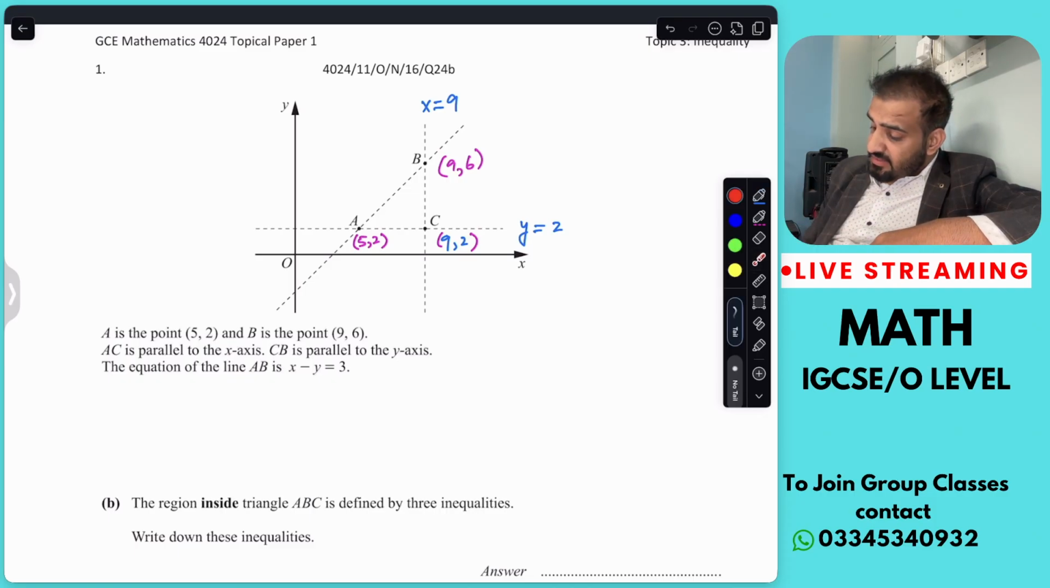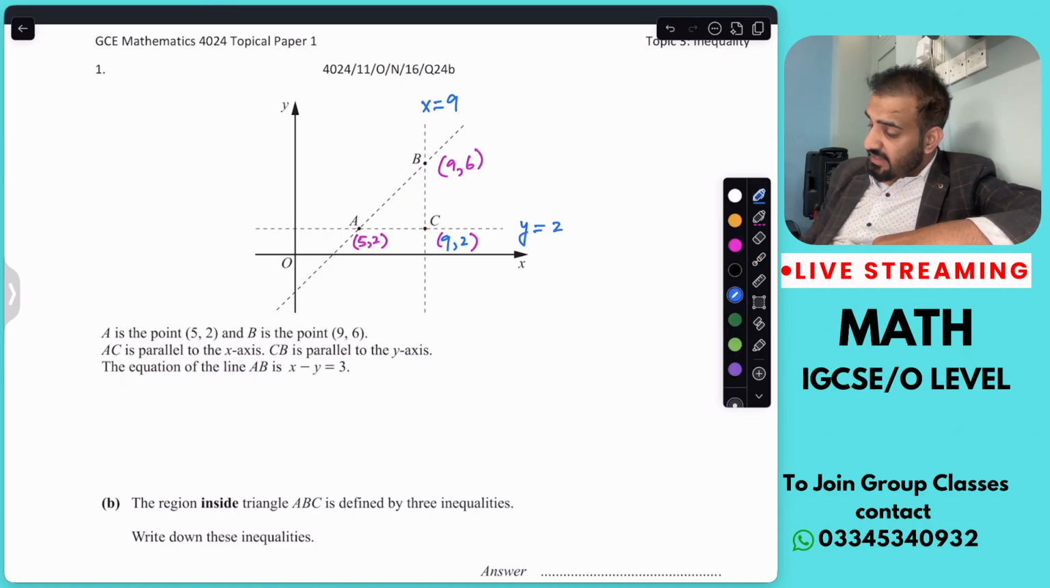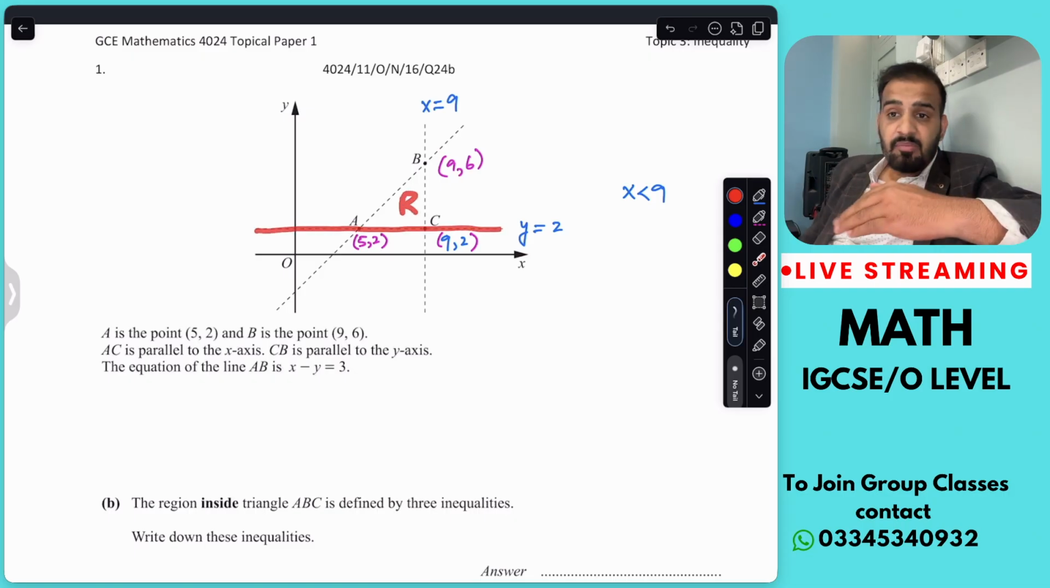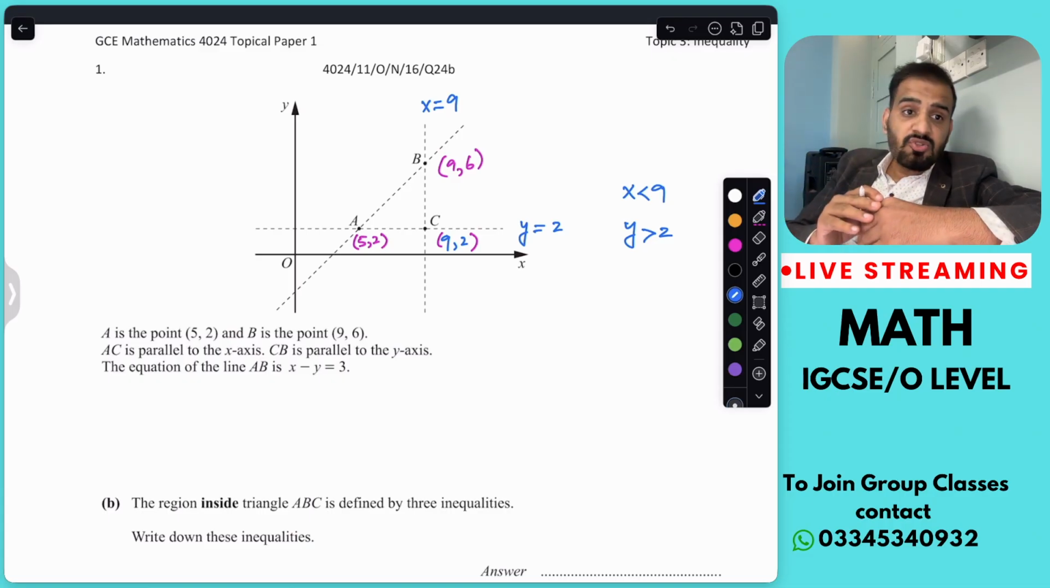So if this is the region and x equals 9 is this line, it is so simple that the region R is on the left side of this line, x equals 9. So our first inequality is x less than 9. Moving on to our second inequality, this line is y equals 2 and your region R is above the line. So we will say that y is greater than 2.